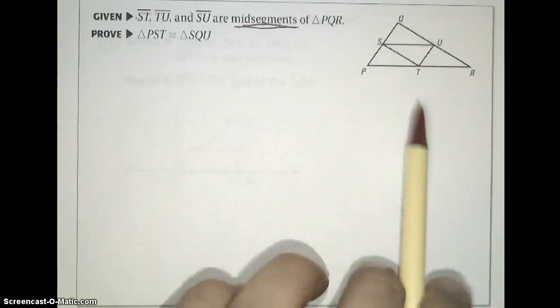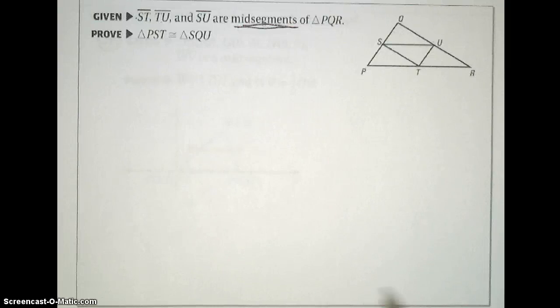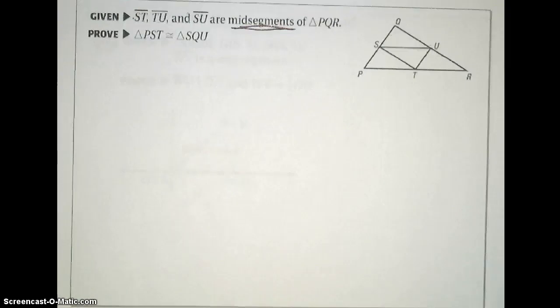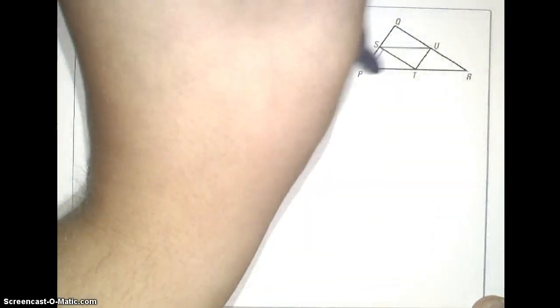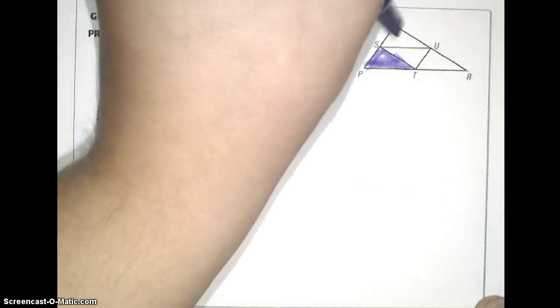That employs a lot of interesting tactics that we can use, our parallel postulates and parallel theorems that we learned in Chapter 3, like alternate interior, alternate exterior, corresponding, and same side interior. In this proof, I'm looking to prove that triangle PST, so I'll highlight this in purple here, is congruent to triangle SQU.